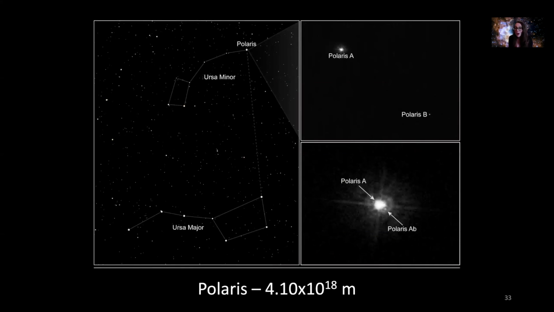Now Polaris, our pole star, is even further from there at a distance of 4 times 10 to the 18 meters away from us. Polaris will not always be the pole star, and it hasn't always been the pole star. And we'll talk more about that too.